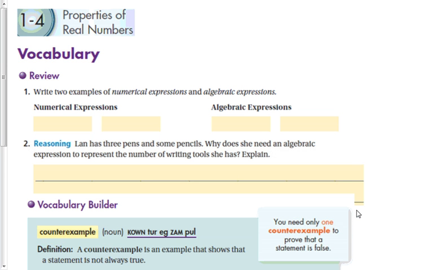Go ahead and do this review. Make sure you look closely at the vocabulary builder. That's an important part also. You can check back with your answers.